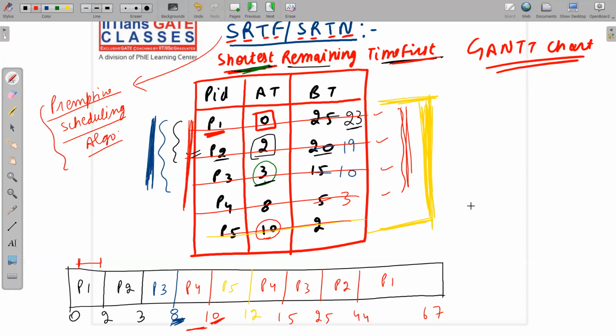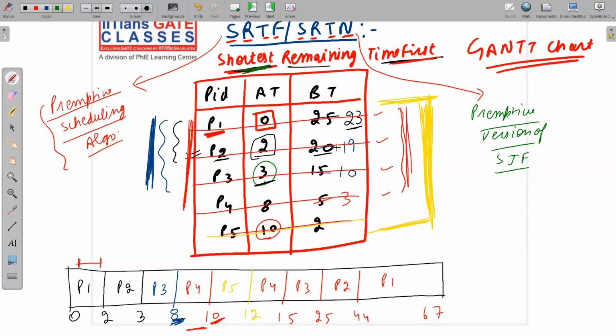And if you see carefully, SRTF is nothing but the preemptive version of shortest job first. I have told you in the previous classes also, SRTF or SRTN. Let me write it here only. It is nothing but the preemptive version of SJF.